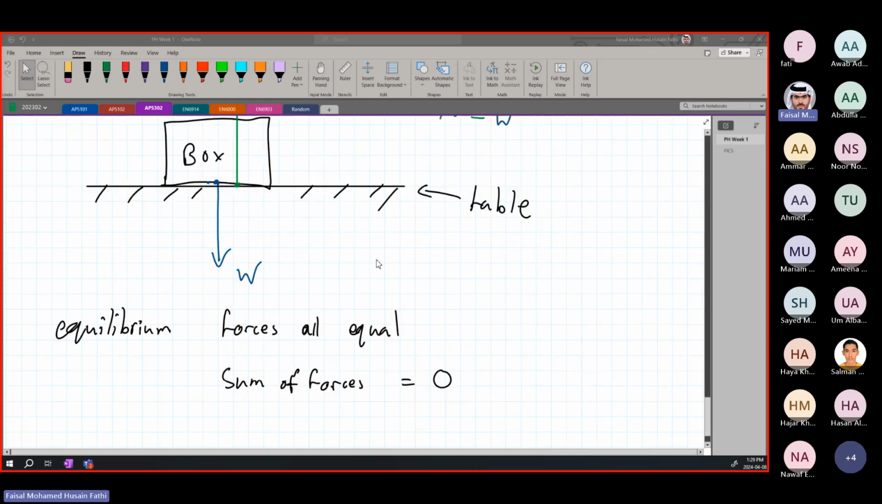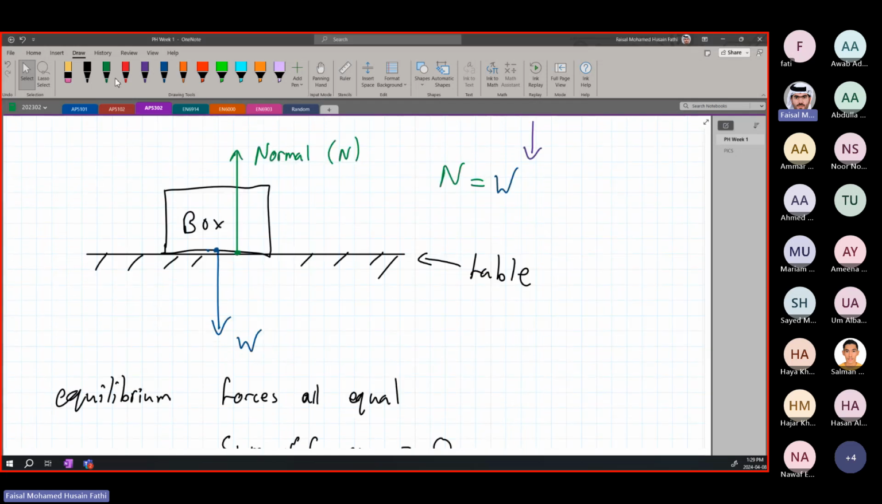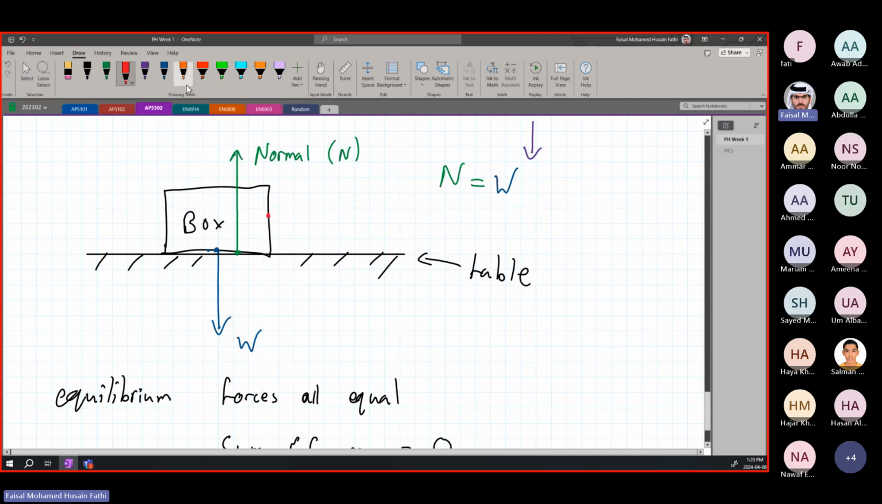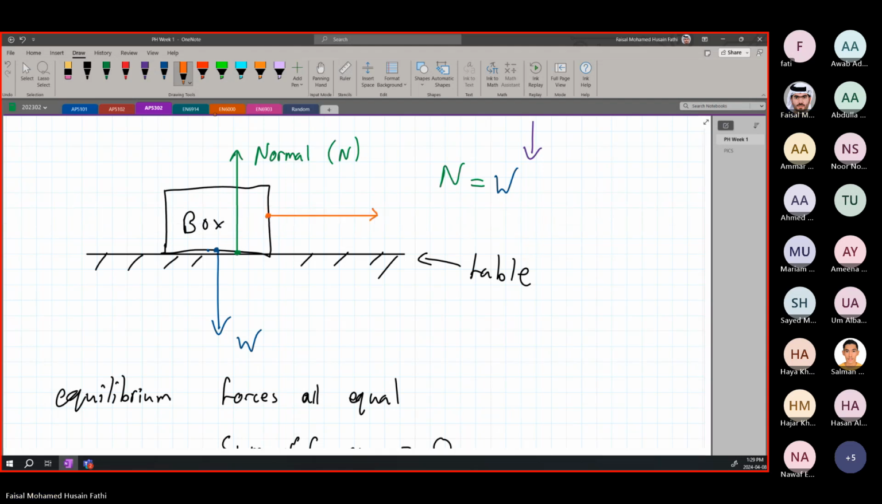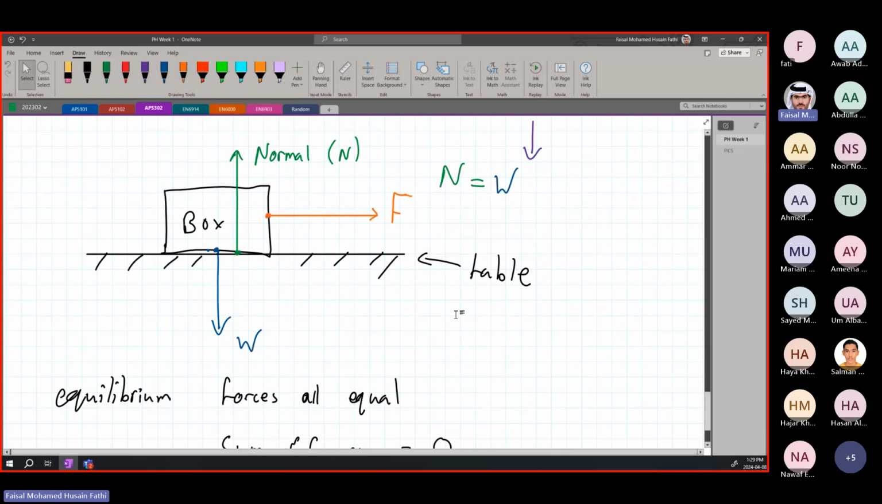Now let's talk about the same box. Let's say there is someone pulling this box. So there's a piece of rope here, and someone is pulling this box. So we have a force over here as well, a force, let's call it F. When we are pulling this box to the right, it will move little by little, or it may not move, depending on how rough the floor is.